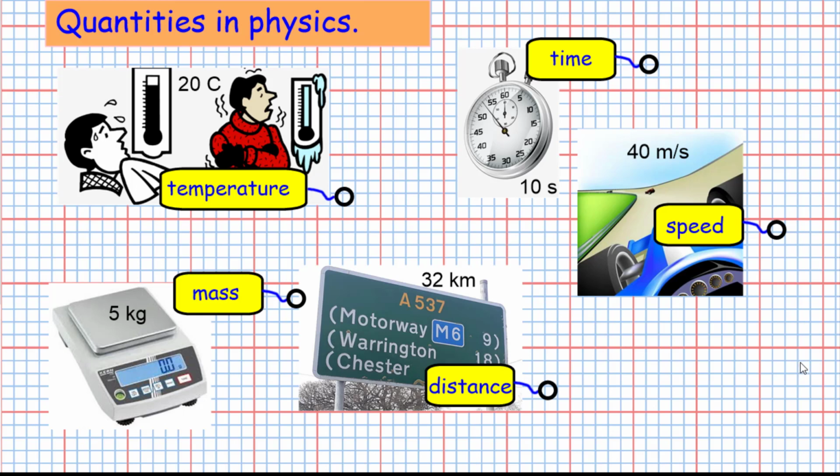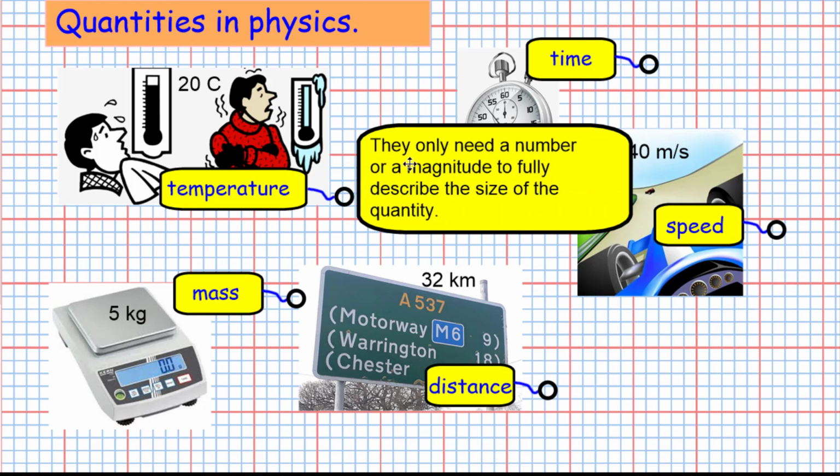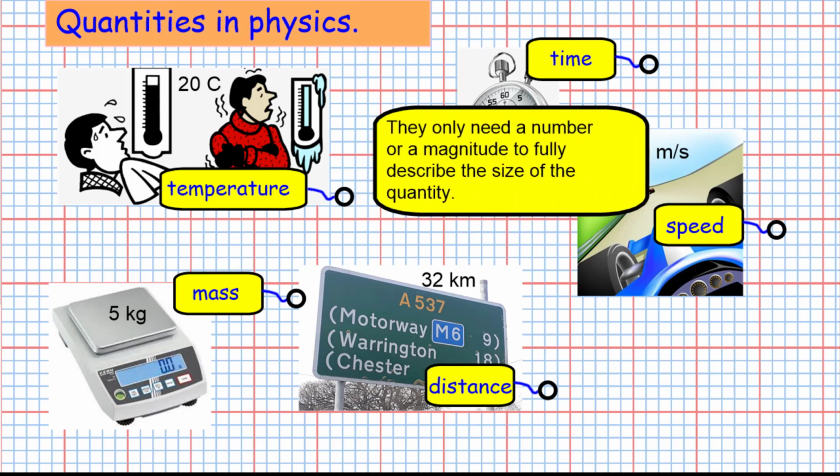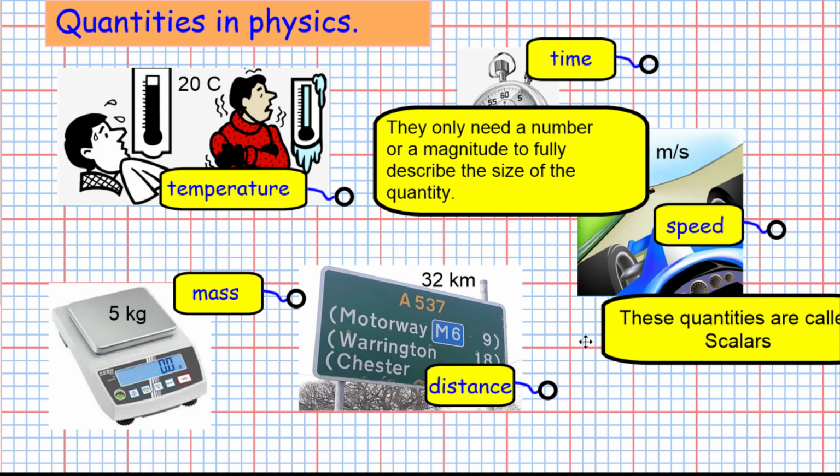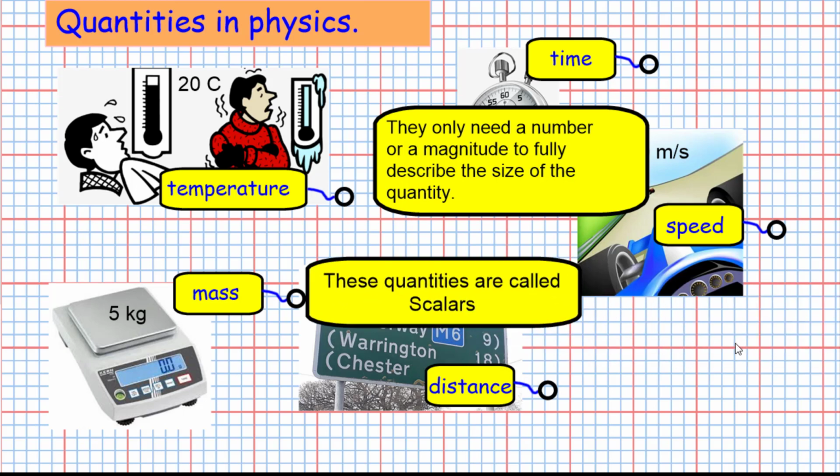Now, the common thing about all these quantities is that they only need a number to fully describe the size or magnitude of that quantity. So here we have these quantities only need a number or magnitude to fully describe the size of the quantity, and these quantities are given the name scalars.